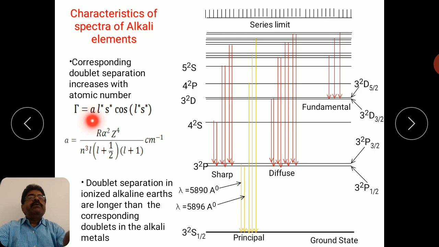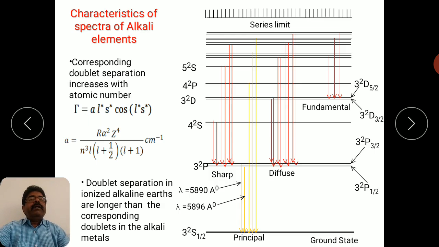You can see that this is represented by this equation. The term value is given by this formula, A L star S star cos, that means the term value is proportional to A, and A is directly proportional to Z raised to 4. Therefore the separation is represented by the term value between the two spectral terms. So A is directly proportional to Z raised to 4. Higher is the atomic number, A will be higher, and definitely the term value will be higher. So the energy corresponding to higher atomic number will be greater.